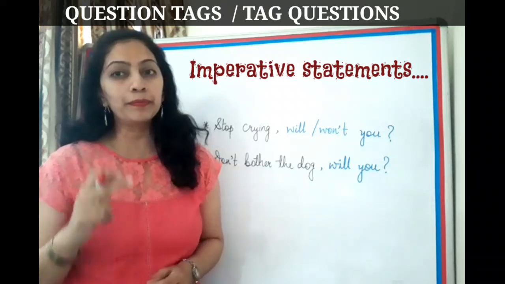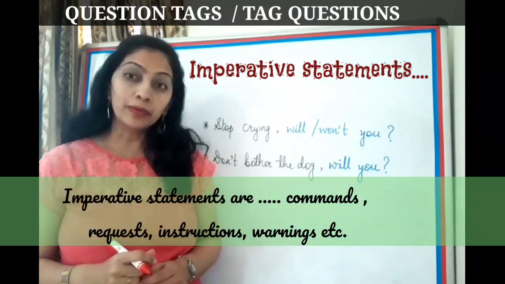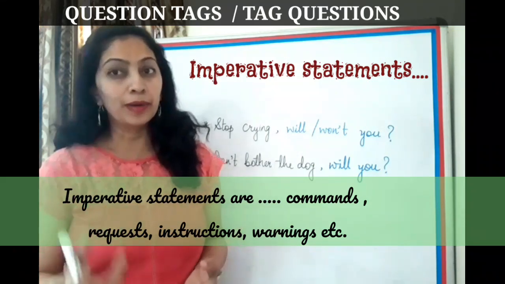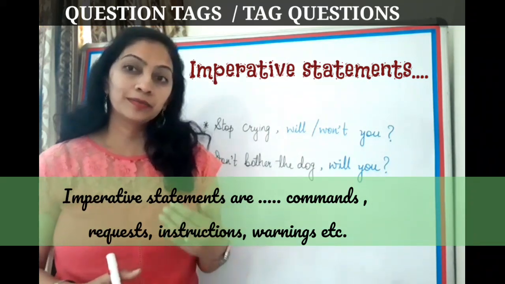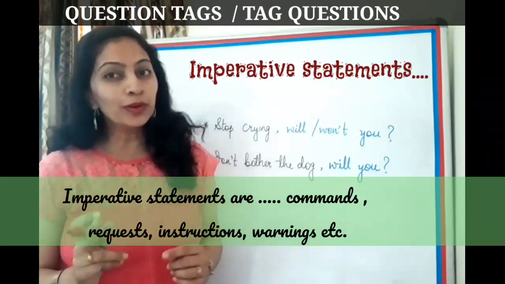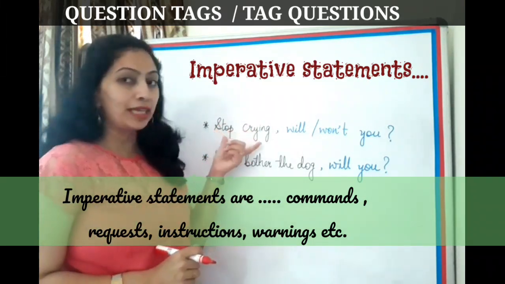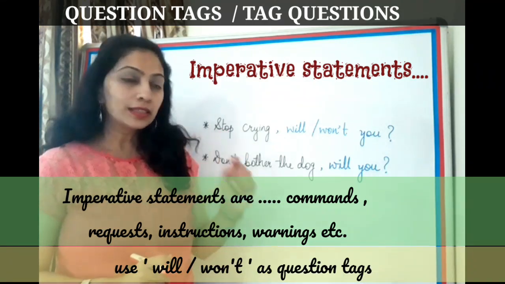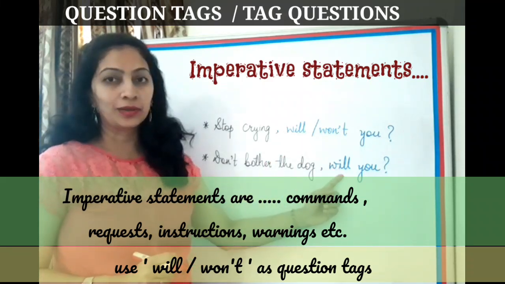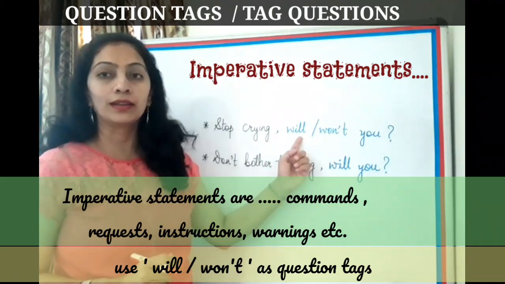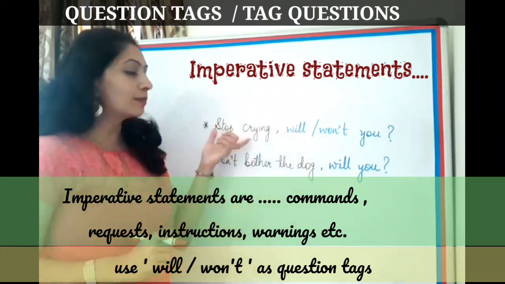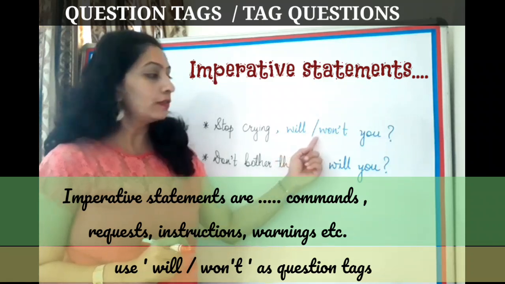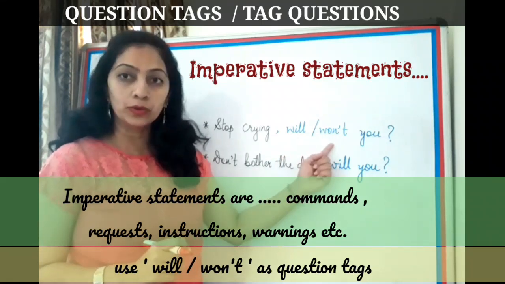If your statement is imperative, now what are imperative statements? Imperative statements are like requests, commands, instructions, and so on. So if you have an imperative statement as the main statement, like this, stop crying, then the tag will always have the word will. Now, if the statement is a positive imperative, then you may have a tag like either positive or negative, like will or won't.